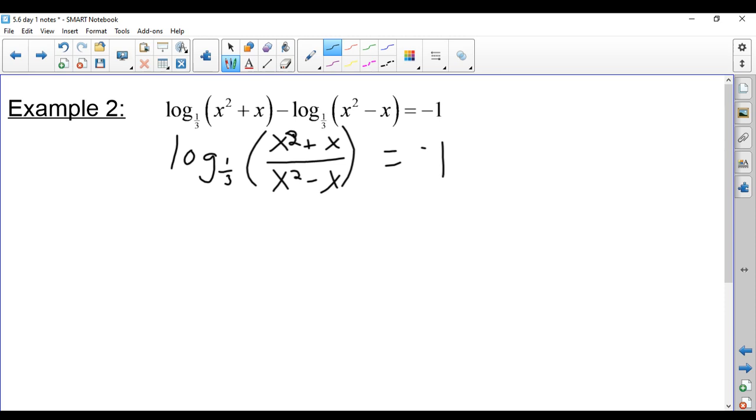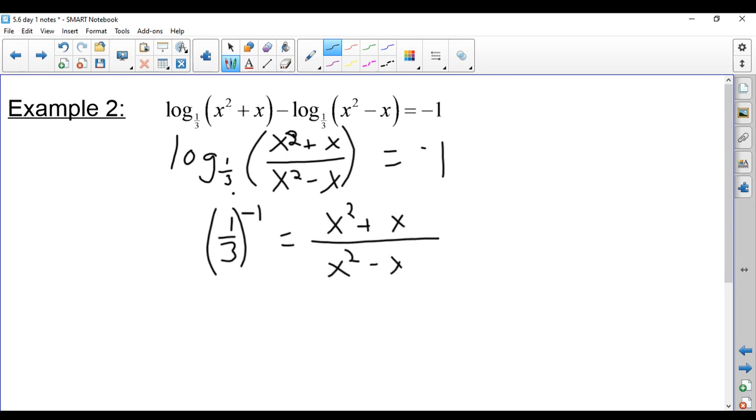I combine to one log, and then I want to change to exponential form. The base is 1/3, and it's raised to the negative 1 power. I'm going to put that in parentheses. Equals my x squared plus x over x squared minus x. 1/3 to the negative 1 power, I'm going to take the reciprocal. I get 3 equals.